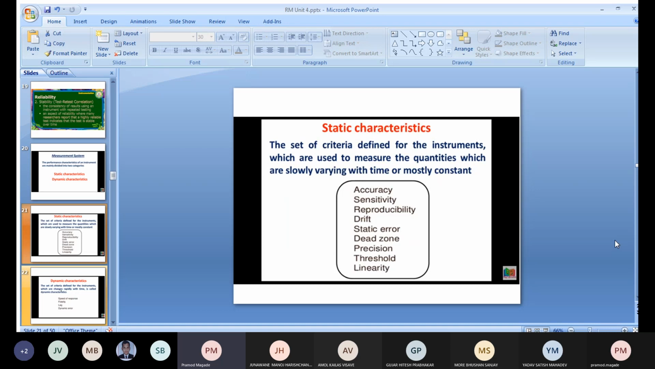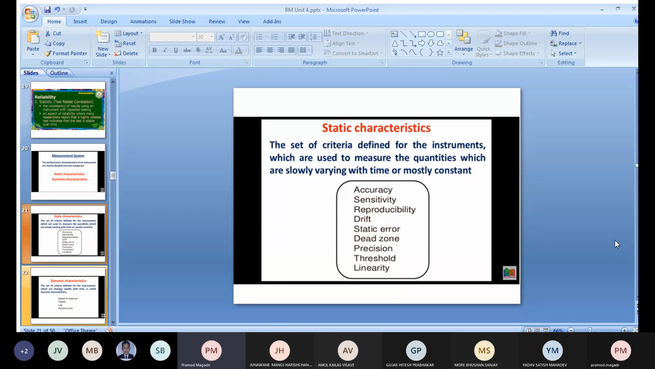Reproducibility. Drift means uneven change. Static error. Static error means manual error. If I set the base wrongly, then whatever the reading for measuring this using a vernier caliper, that might change. Correct. So surface irregularity will come under static error. Dead zones are there. Dead zone means no movement. Input and output don't matter. So that will be the dead zone.